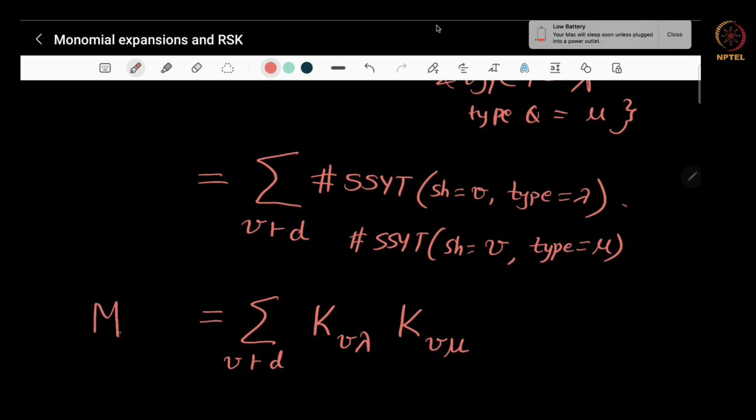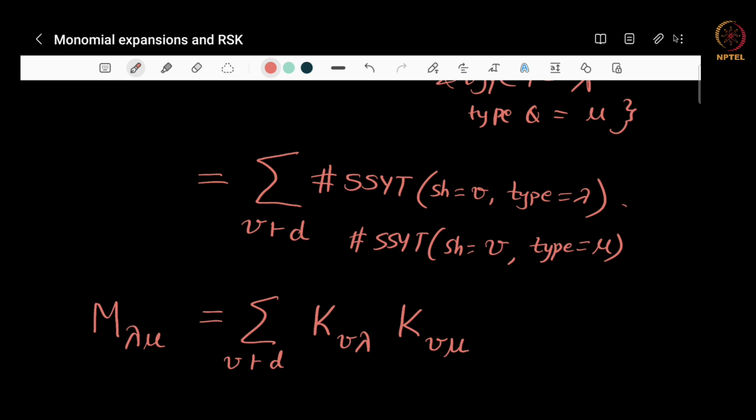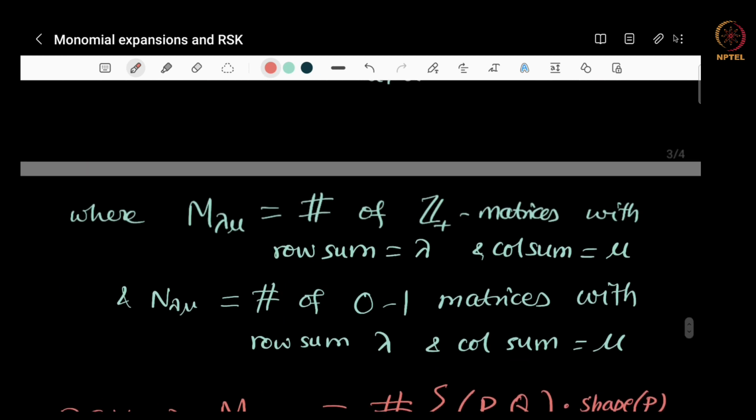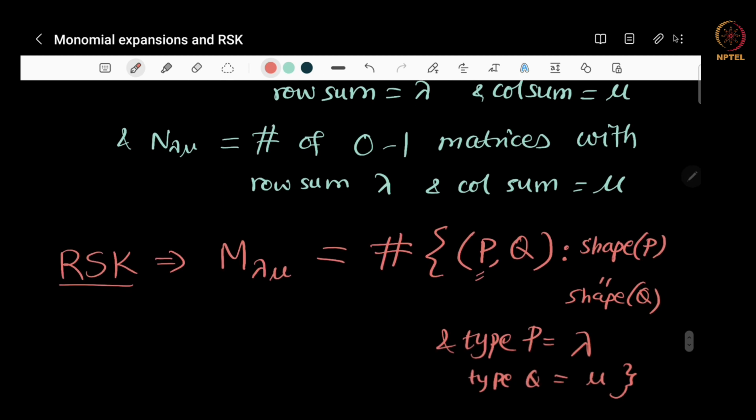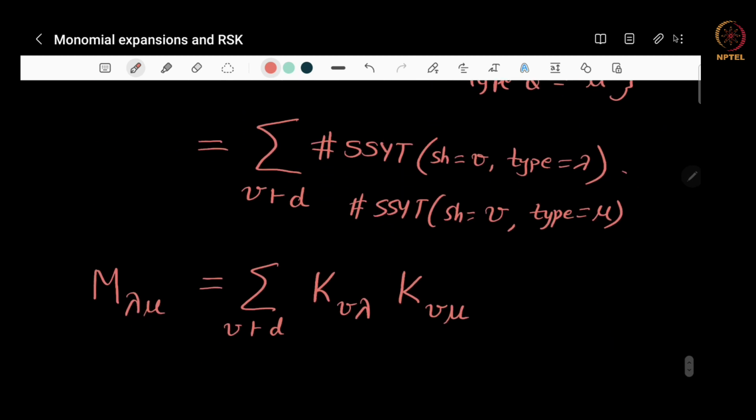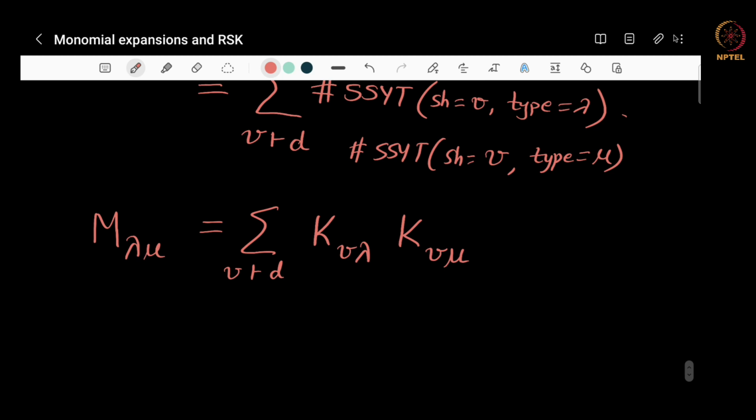So what we have just said is that m lambda mu, the coefficient that appears when you expand the h lambda in terms of the m mu's, is just going to be the sum of the products K nu lambda times K nu mu. Now the dual RSK tells us a similar fact about n, and let me just write that down and you can see how the proof goes.